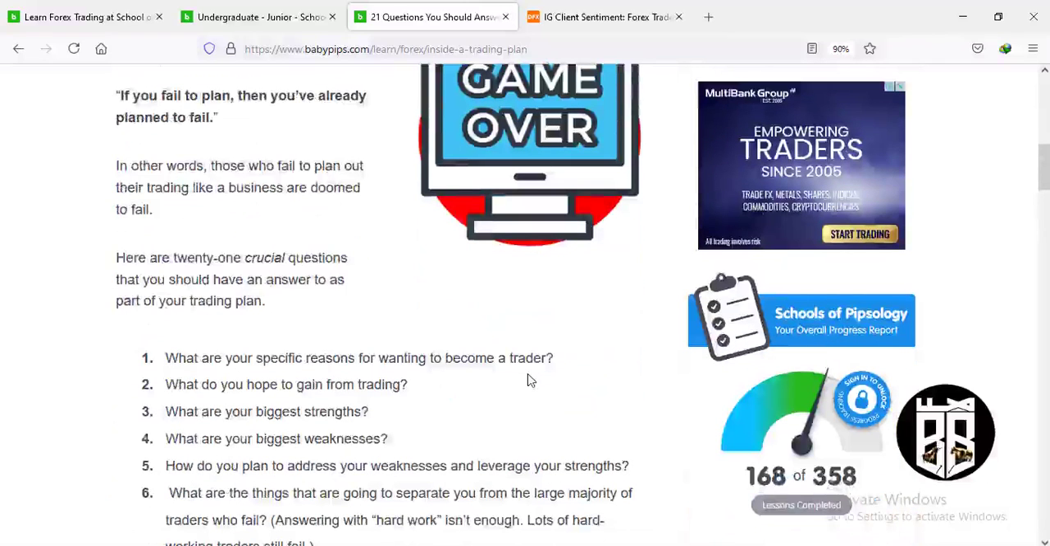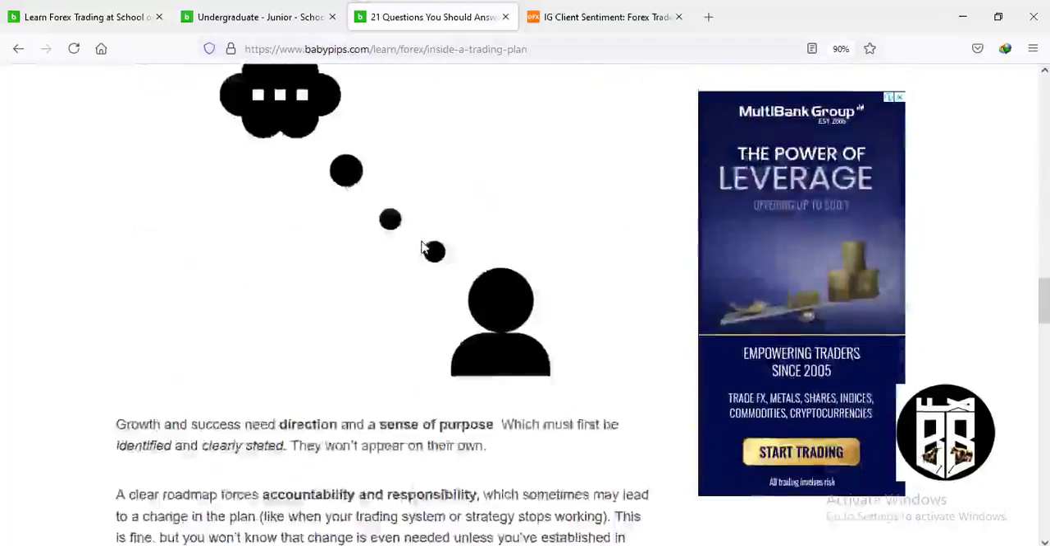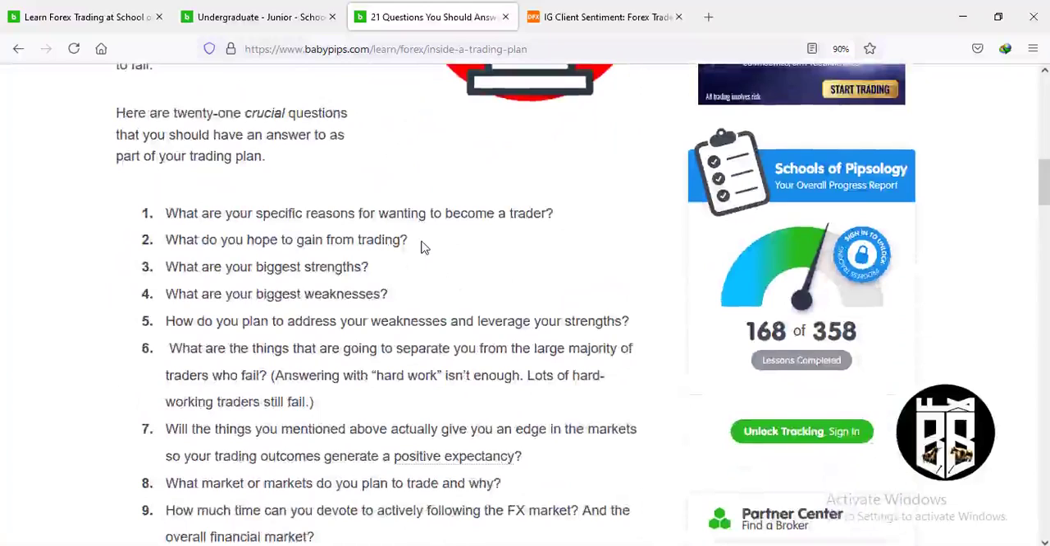So, in other words, here are the questions you need to find answers to so that you'll be able to develop a good trading plan. First question: what are your specific reasons for wanting to become a trader? Second, what do you hope to gain from trading? Third, what are your biggest strengths? Fourth, what are your biggest weaknesses? Fifth, how do you plan to trade to address your weaknesses and leverage your strengths? Sixth, what are the things that are going to separate you from the majority of traders who fail?